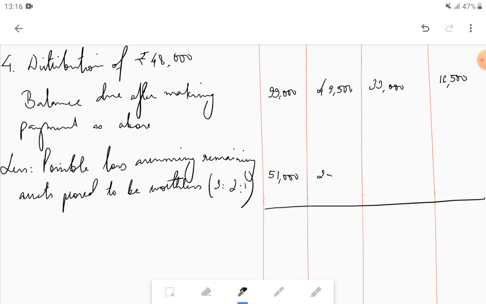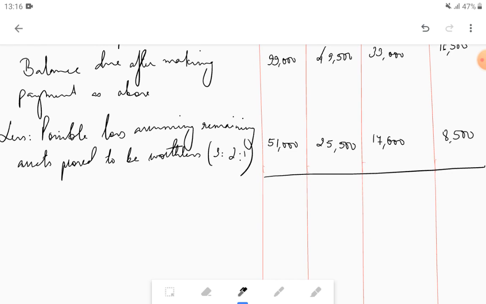For partner A, he has a possible loss of 25,500. Partner B has a possible loss of 17,000. Partner C has a possible loss of 8,500. So now let's subtract the balance and the possible loss and see if we have any deficiency. So for partner A, 49,500 minus 25,500, we have a positive figure, 24,000. Partner B is 33,000 balance minus possible loss 17,000. I have a positive figure of rupees 16,000. And partner C is 16,500 minus 8,500, positive figure of 8,000.